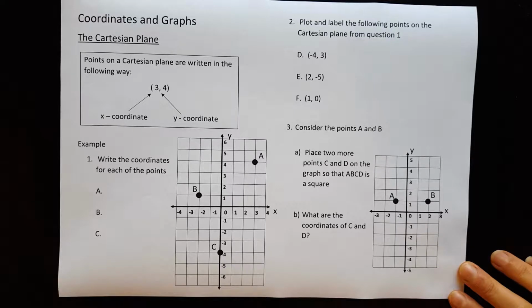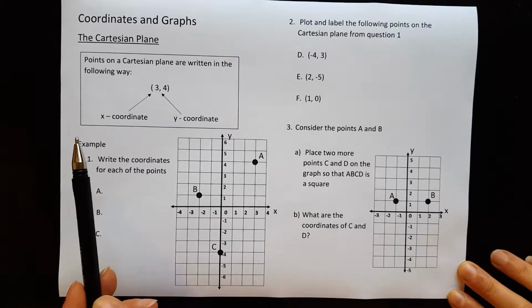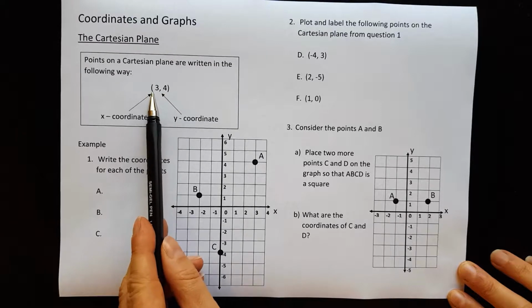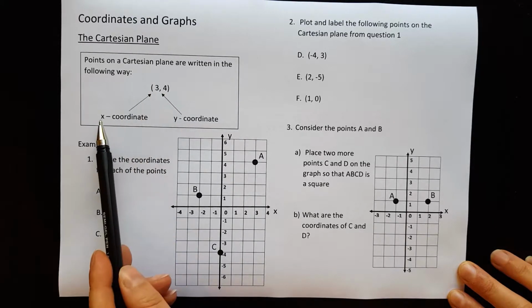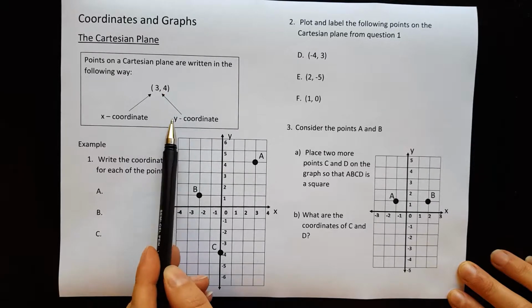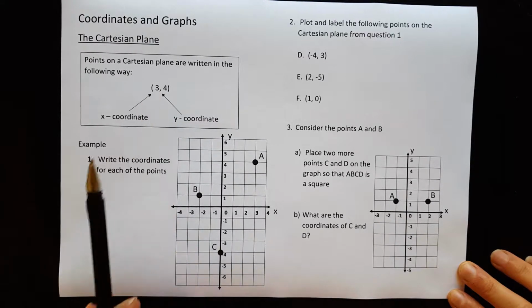Today we're going to start a topic called coordinates and graphs, and we're going to be looking at the Cartesian plane. A Cartesian plane looks like this one just down here, where you have an x-axis going across horizontally and a y-axis as the vertical axis. And we can write points for the Cartesian plane written like this. We have a bracket. The first number is the x-coordinate, comma, then the second number is the y-coordinate.